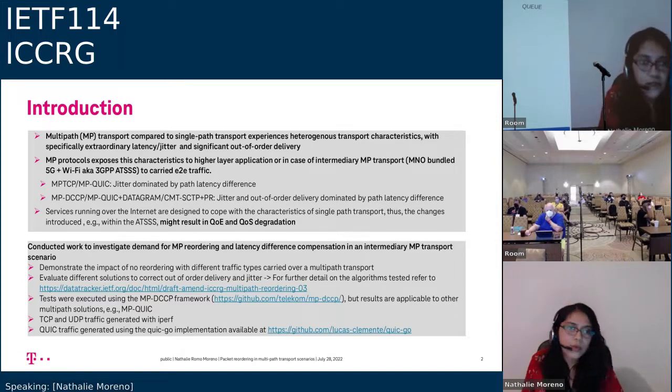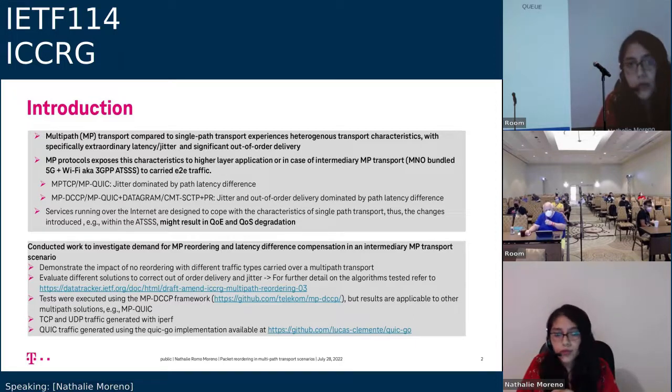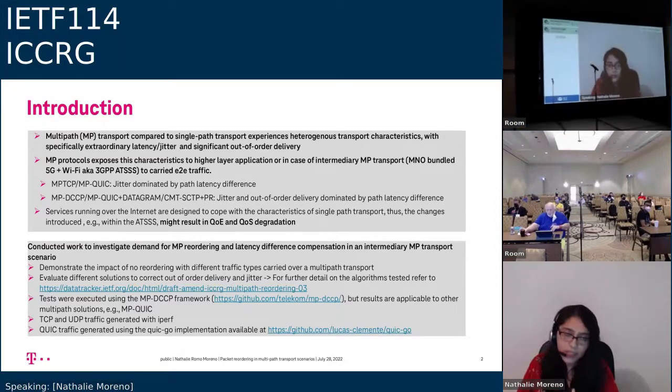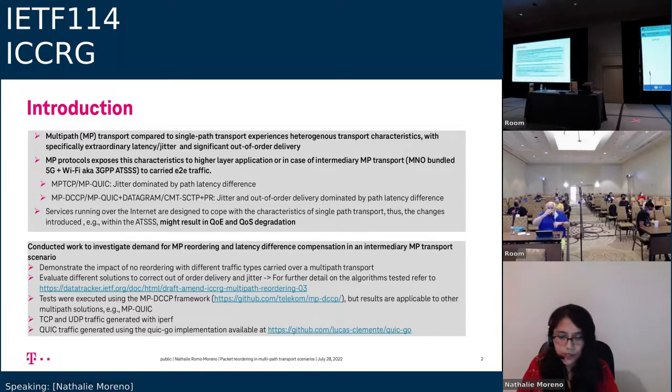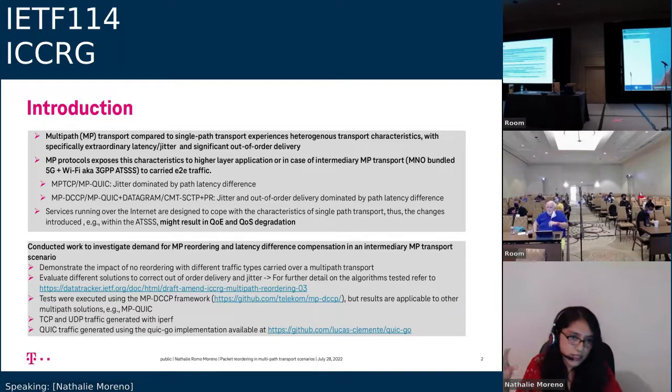So first of all, when we compare multipath transport with single path transport characteristics, we know that in the case of the multipath scenario, we experience an extraordinarily higher jitter and also a significantly higher out of order delivery. This comes precisely from the heterogeneous nature of the different paths which are bundled within the multipath connection. Now, these characteristics, this high jitter and high out of order, are exposed by the multipath protocols either to the higher layer application that makes use of them or to the end-to-end traffic that is carried by them in the case an intermediary multipath transport is used, as it is the case of the ATSSS framework specified in 3GPP, which defines a 5G and Wi-Fi MNO bundling.